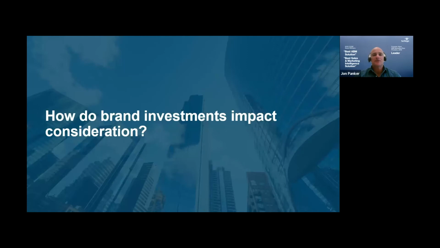Okay, let's come back to this notion then of justifying an investment in brand, specifically when you're tied to pipeline creation or pipeline development. What are some ways that brand actually has an impact on vendor consideration, and how can marketers who are considering making investments in this area actually go about building a case to do so?